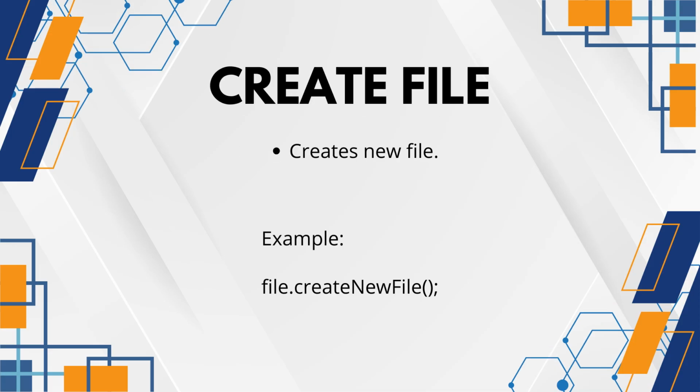Once a File object has been created, we can create the actual file using the createNewFile method. This method attempts to create a new file in the specified location. If the file does not already exist, Java creates it successfully. However, if the file already exists, the method simply returns false and does not overwrite the existing file. Creating files programmatically is useful for applications that need to save data, generate reports, or store user information.